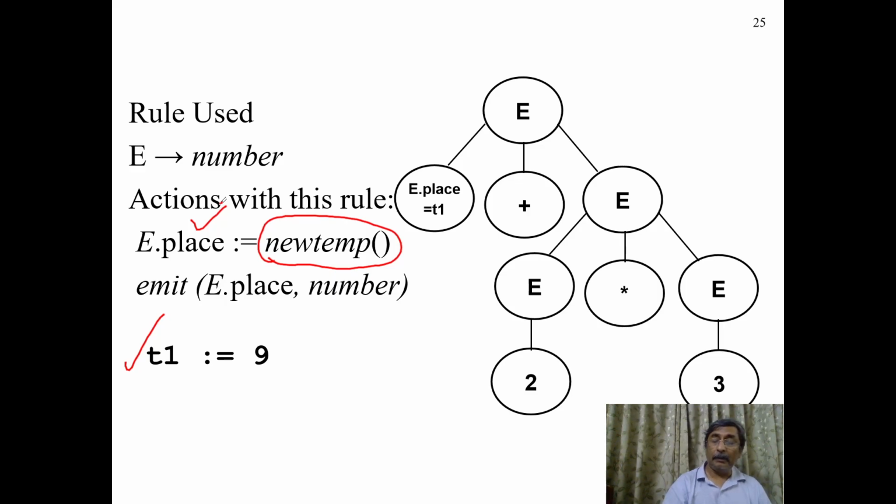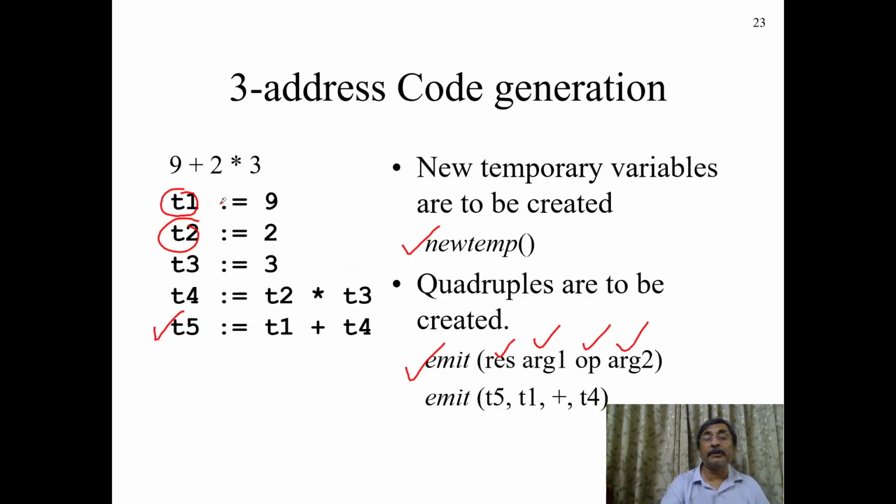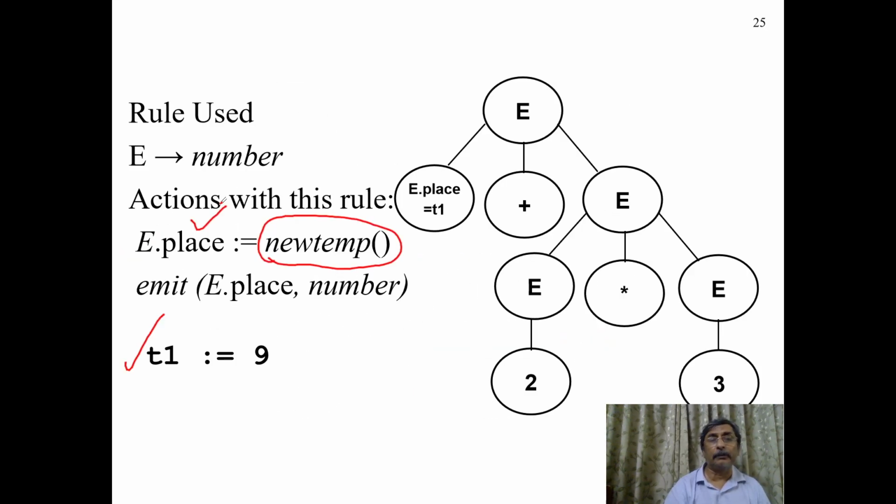In this case, we have 4 arguments here, but here I have only 2 arguments, which is quite normal. Quite normal because in this particular quadruple, we are not using 3 addresses. Three-address code does not mean that I have to use 3 addresses always. It means I cannot use more than 3 addresses, but I can always use fewer than 3, even 2 addresses.